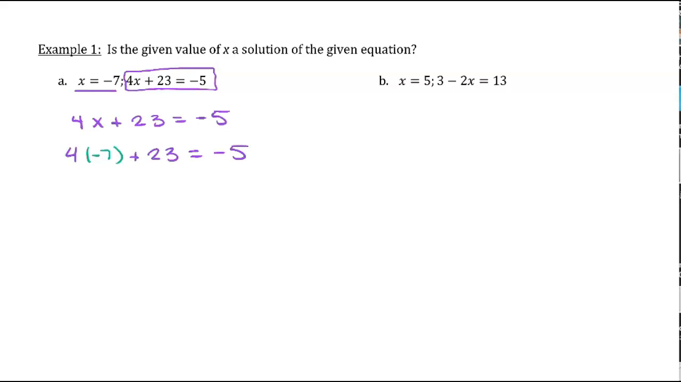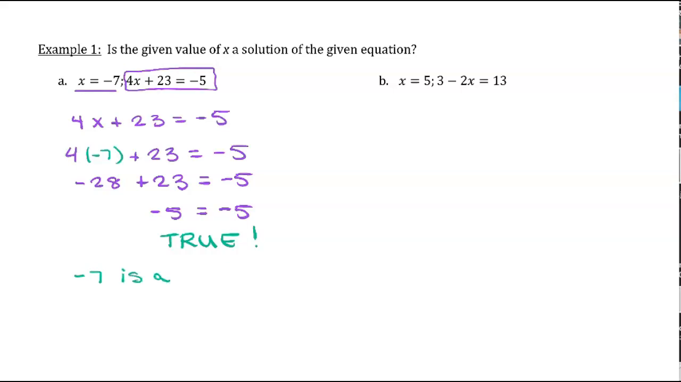Using good order of operations on the left, we'll start by multiplying 4 times -7, which is -28. And then we can add. We have -28 plus 23, giving us -5. At the end, we end up with -5 equals -5, and this is in fact a true statement. So what does that mean? That means that -7 is a solution. -7 is a solution to the equation 4x plus 23 equals -5.